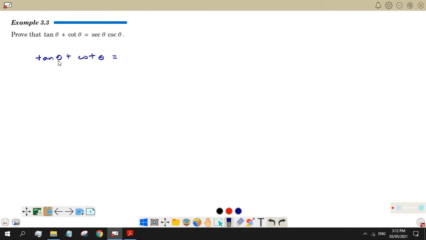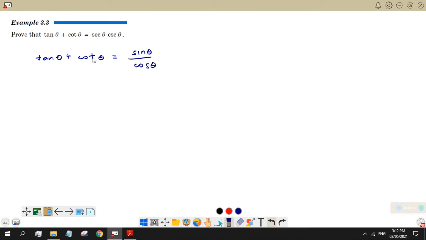Paano natin matatransform si tangent theta plus cotangent theta to secant theta, cosecant theta? What do we know about the tangent function? So, the tangent function is equal to sine theta over cosine theta, right?